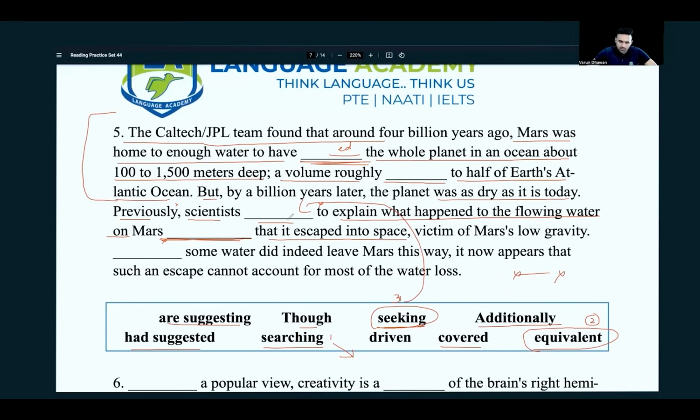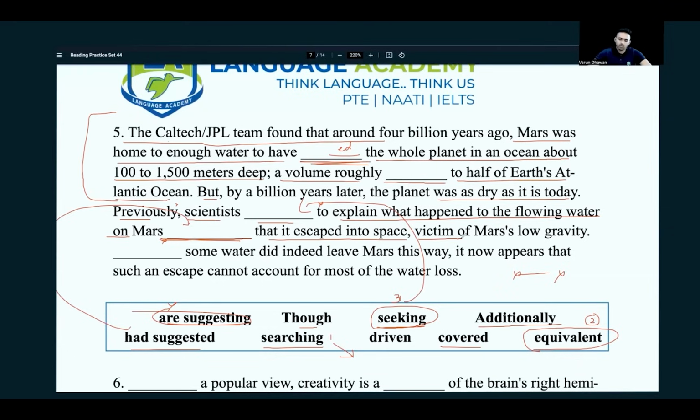Previously, scientists seeking to explain what happened to the flowing water on Mars had suggested. Previously, in the past, scientists who were seeking to explain what happened to the water on Mars had suggested, not are suggesting, because we are talking about the past. Scientists have suggested that the water escaped into space.